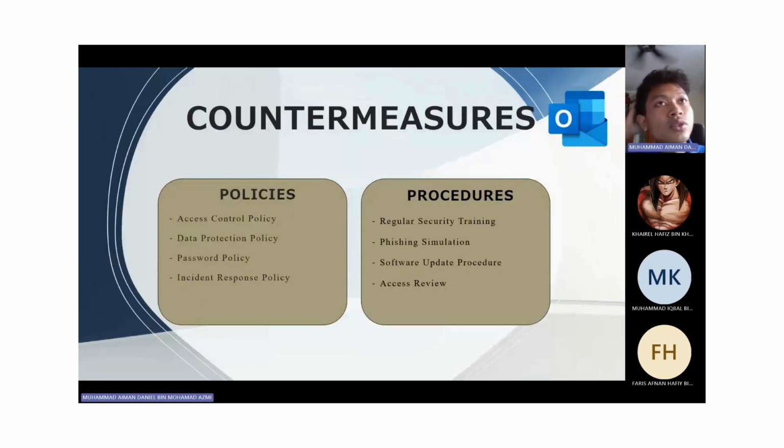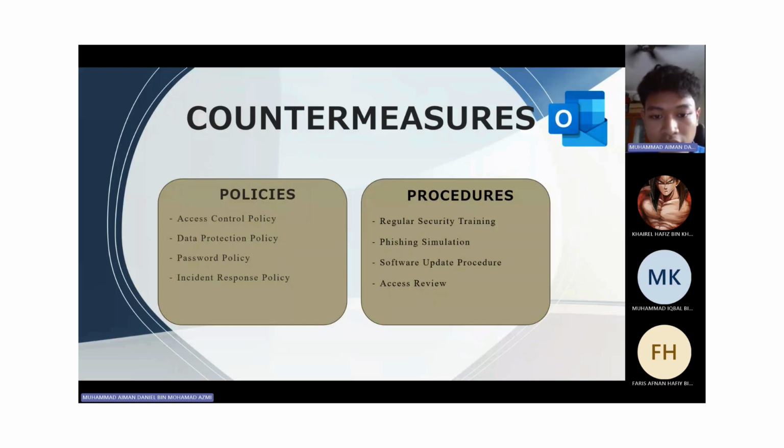We are going to move on to the countermeasures for Office 365, where we're going to talk about the policies and procedures, controls, and also the people in the company itself. So for the first one, the policies, as I said before, we're going to do access control policy, data protection policy, password policy, and incident response policy. Usually the access control policy is to define and enforce strict access control measures, and also to limit access to sensitive information based on the principle of least privilege.